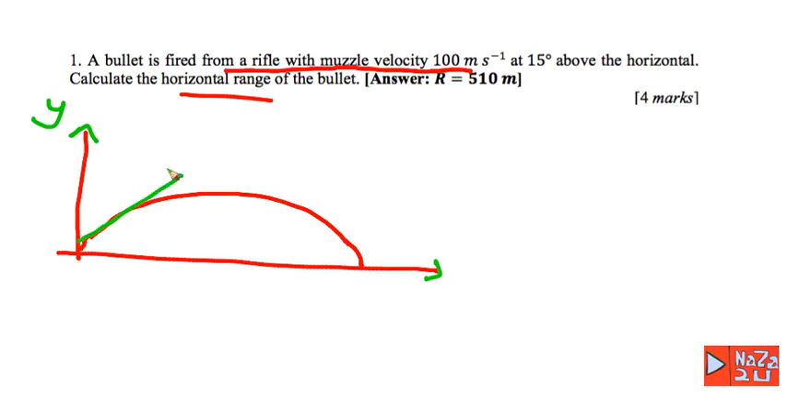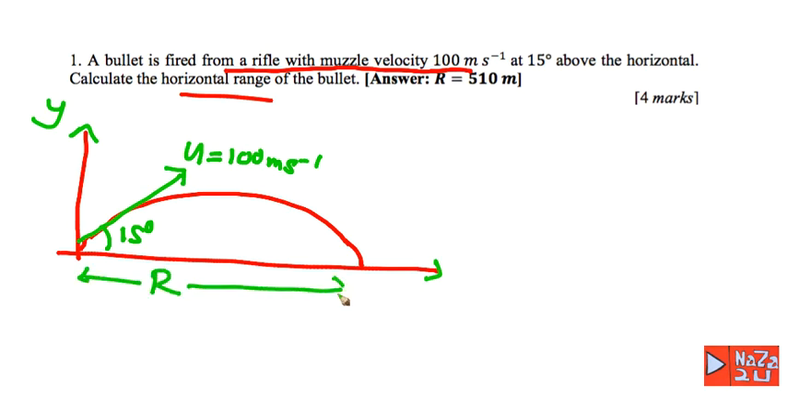Now the bullet is fired from here. Velocity u is equal to 100 meters per second, and the angle theta here is 15 degrees. The question asks you to calculate the horizontal range, which is R here. What is the distance from the start, moving upward, then downward and back to the ground surface? What is the R distance?